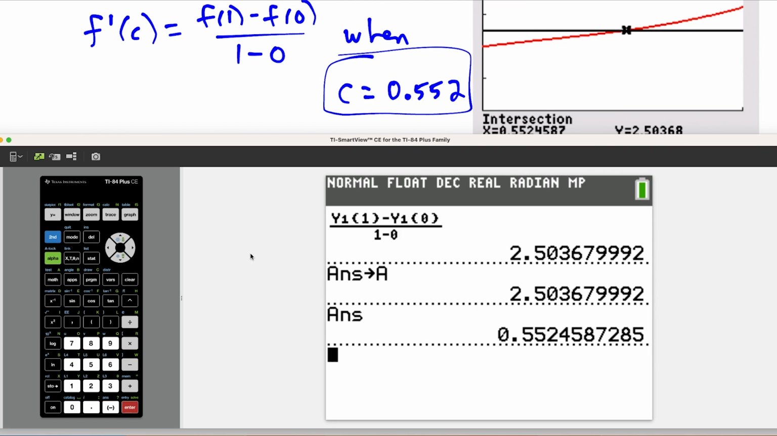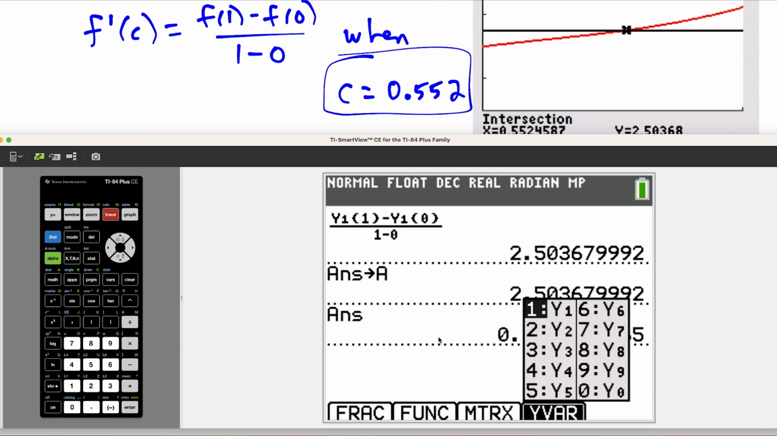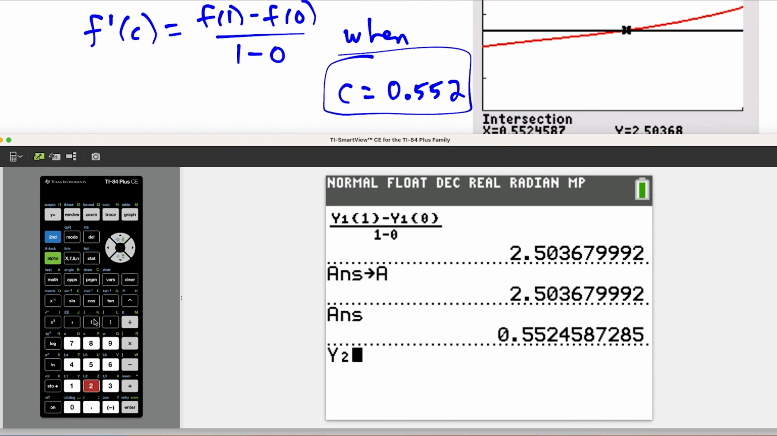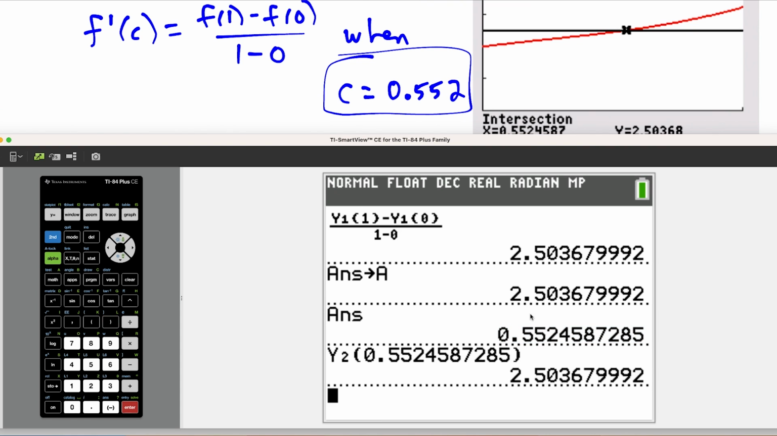And what we could do is plug this value of C into the derivative and see if it matches the average rate of change. So remember, our derivative was in the y2 spot. So I could press alpha trace and pull up y2 like this. And I'm going to go ahead and plug in this value. A fast way to do it is I just go up to it and I press enter. And then I close the parentheses. And notice that we get an exact match for our average rate of change.